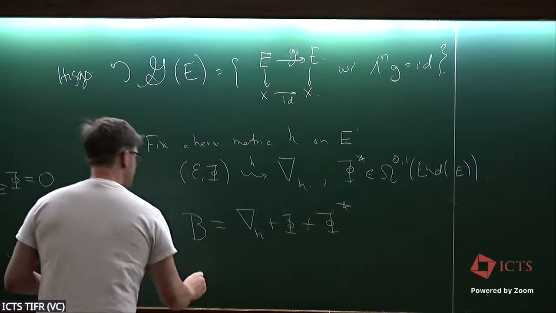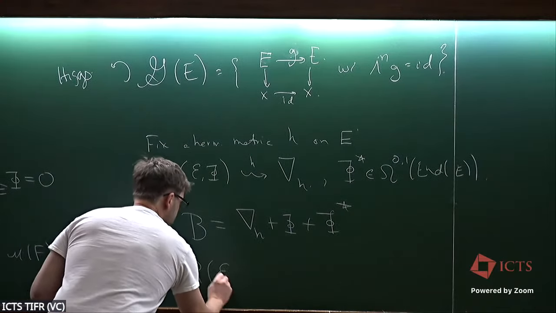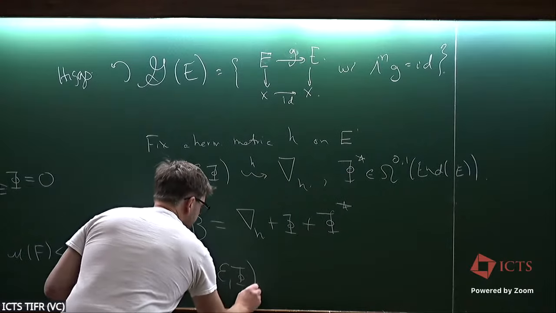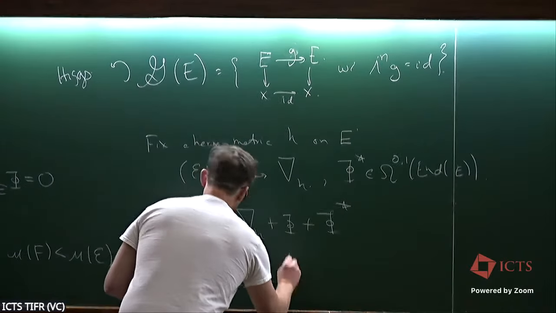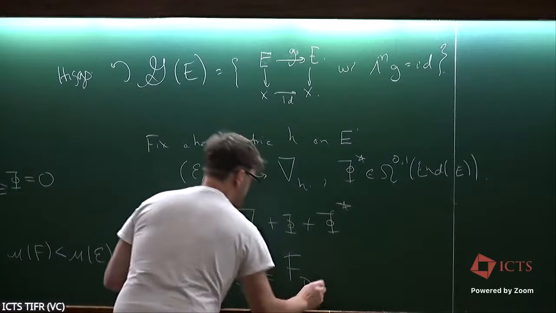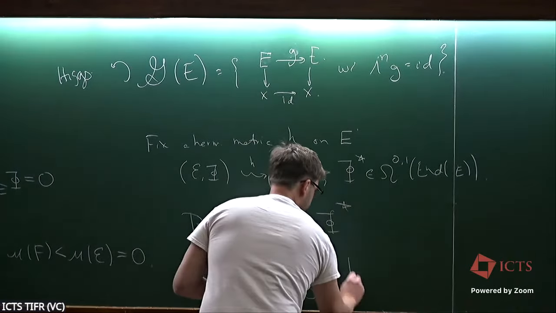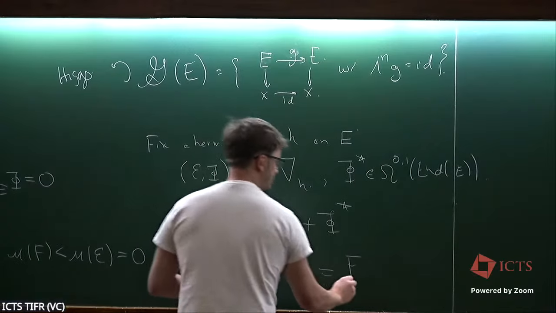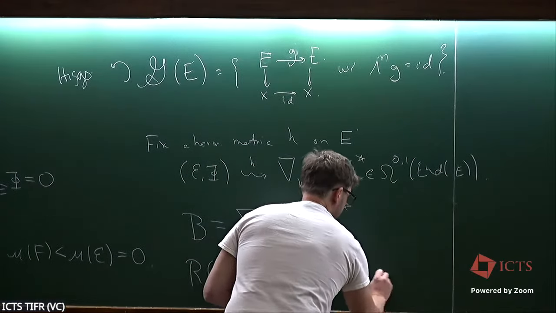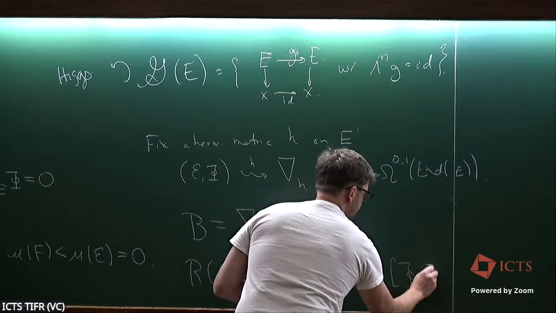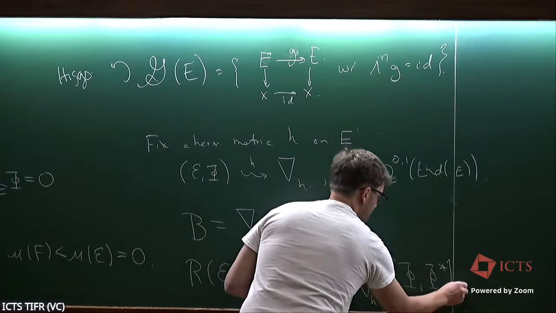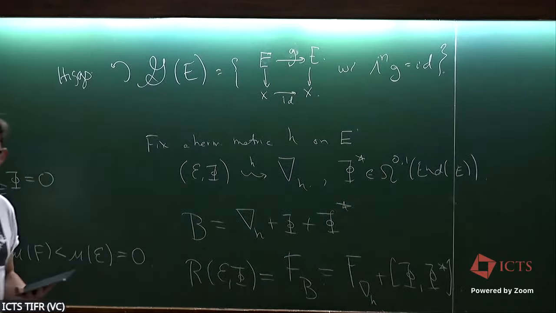And I'll define a function, which is called R of a Higgs field, which is defined to be the curvature of that connection. Okay, and it turns out that that's equal to, by the holomorphicity of phi, the curvature of the Chern connection plus [phi, phi star]. Okay, so these are known as the Higgs bundle equations or the Hitchin equations or the self-duality equation.